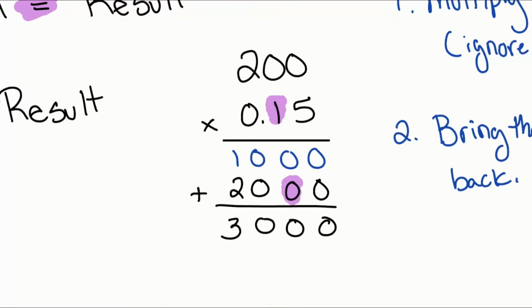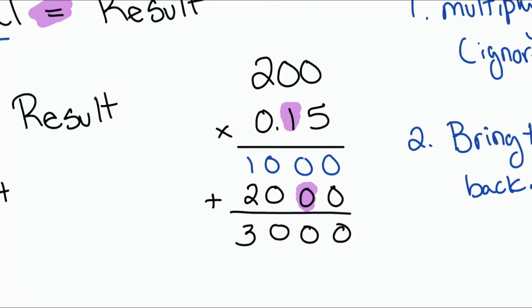All right, everybody. So my answer here is 3,000, or what am I forgetting to do? Yeah, we have to bring those decimals back. And here's how you do that. We're simply going to say, hey, up here, any decimals? Nope. But how about down here? Yes, we have 1, 2 decimal places.